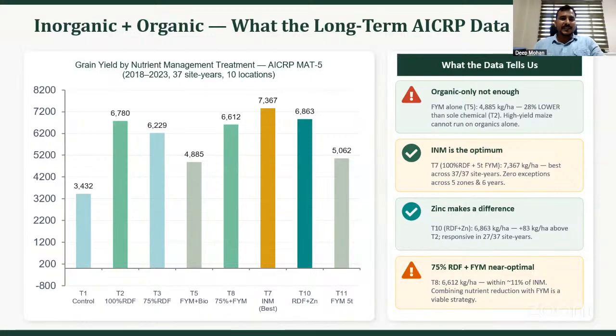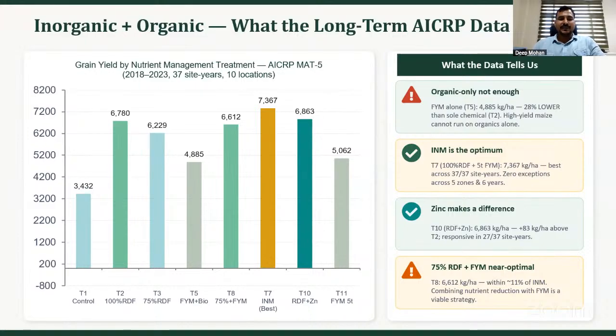Treatment 2, 100% recommended dose of fertilizer, chemical fertilizer. Yield 6.7 tons. Because fertilizer is working, nobody is saying chemical fertilizer does not work. Yield just double from the control treatment.